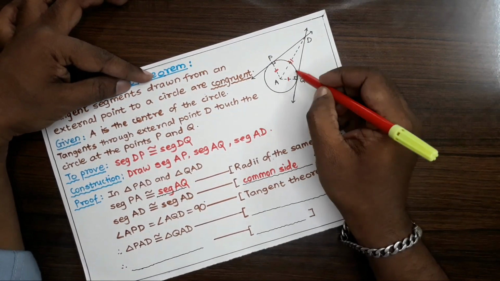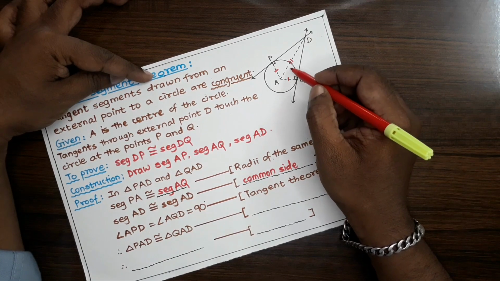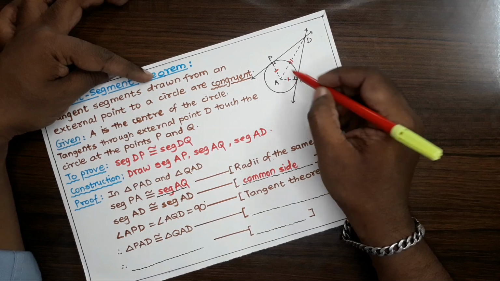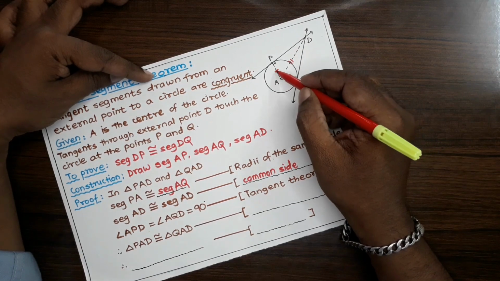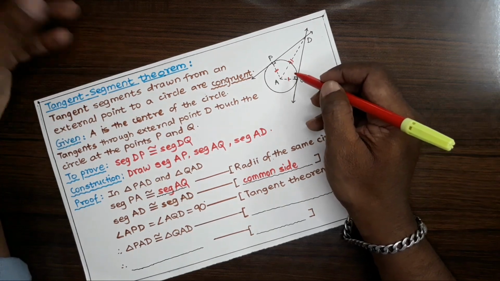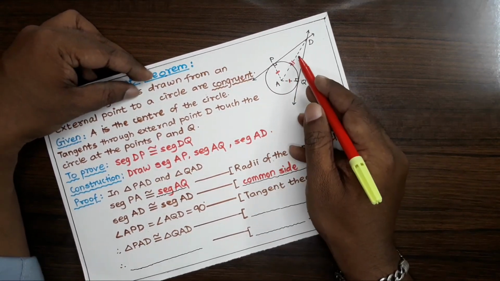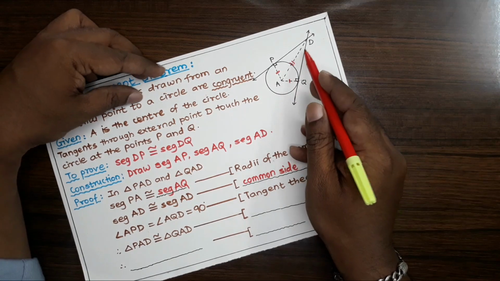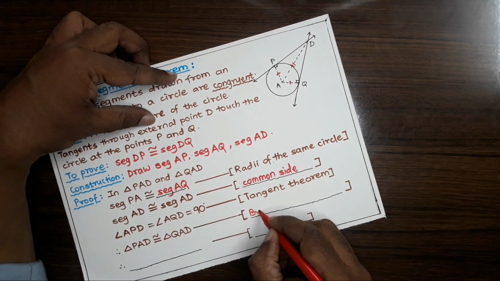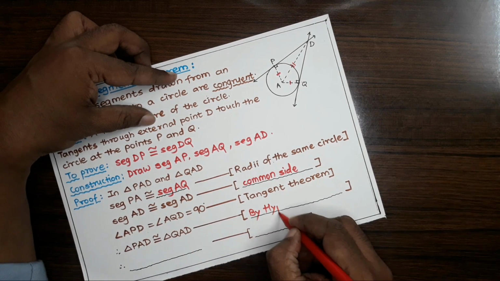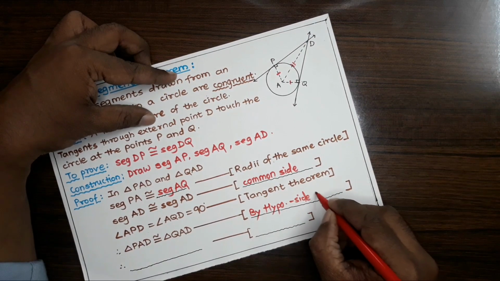So these two triangles become right angle triangles, and in a right angle triangle the side opposite to 90 degrees is the hypotenuse. So hypotenuse and the side are congruent. So triangle PAD, the first triangle, and the second triangle, triangle QAD, are congruent by hypotenuse side test.